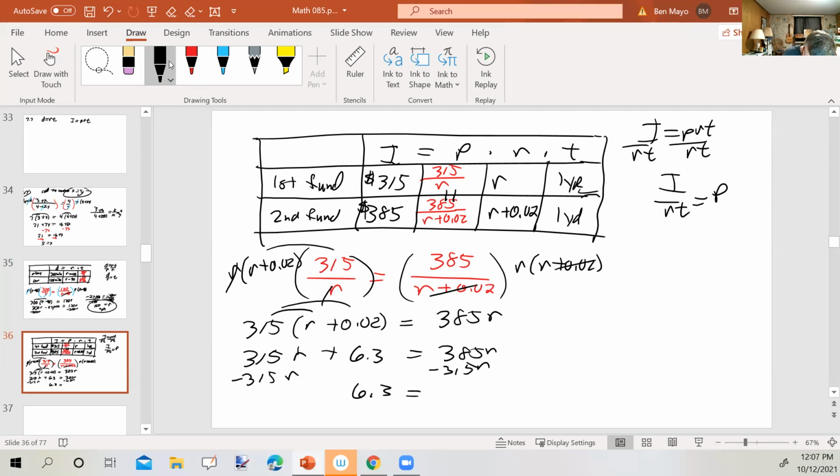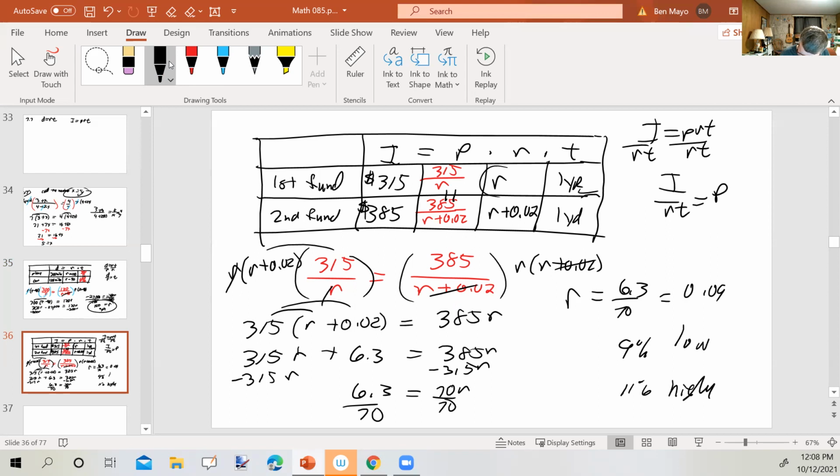315R and we get what? 70R. Divide both sides by 70. So R is 6.3 divided by 70, which is 0.09, which is 9%. Now, it said, let's see here, where did this problem come from? Find the lower rate of interest. So that would be 9%. The higher rate would have been what, 11% for the higher? The lower rate is 9%.